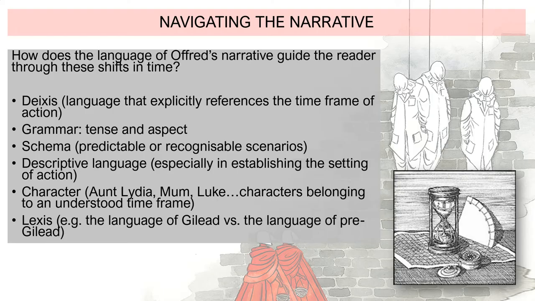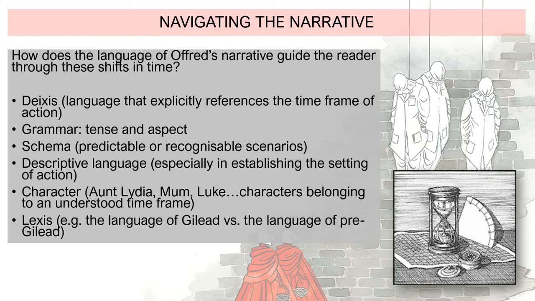Okay, if we take it that the narrative is composed from juxtaposing events in different time frames, we need to ask the question: how is this managed? How does the language make this possible? Surely it would be confusing. I suppose there are more or less obvious ways for a narrative to guide readers through these shifts. But here are some of the ways that Offred's narrative uses to guide us through shifts in time.